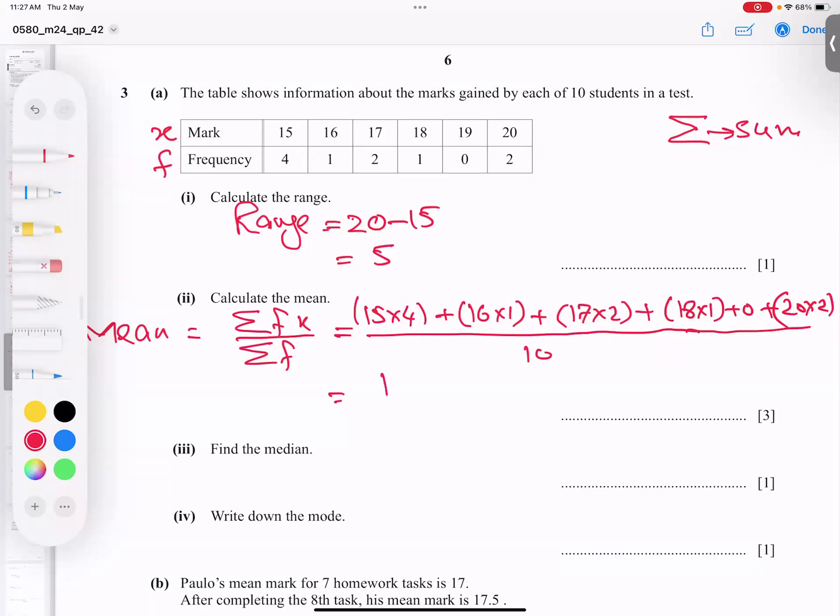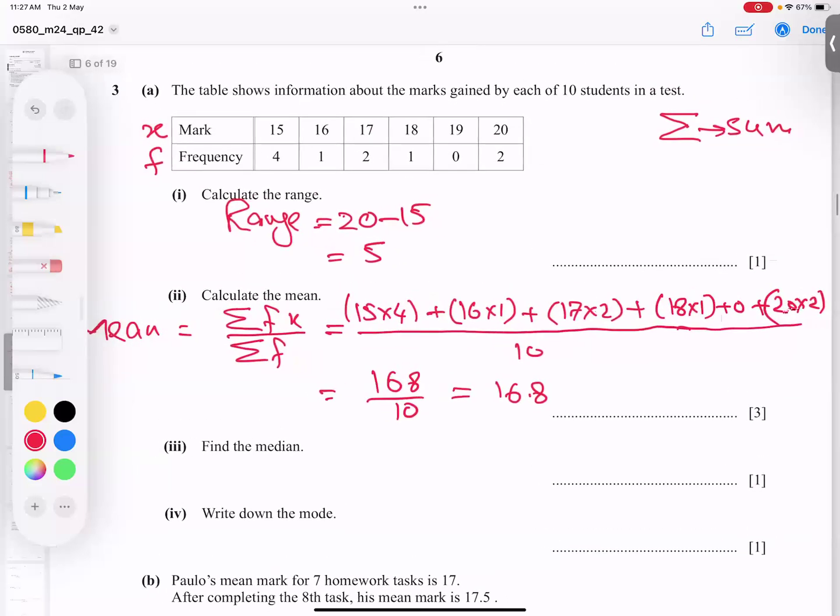So 60 plus 16 plus 34 plus 18 plus 40. The sum is coming 168 by 10. And if I divide by 10, the decimal will jump here. 1 zero, 1 jump; 2 zero, 2 jump; 3 zero, 3 jump. So 16.8. And these are marks. I believe you got the point. And students, let's go for the next.